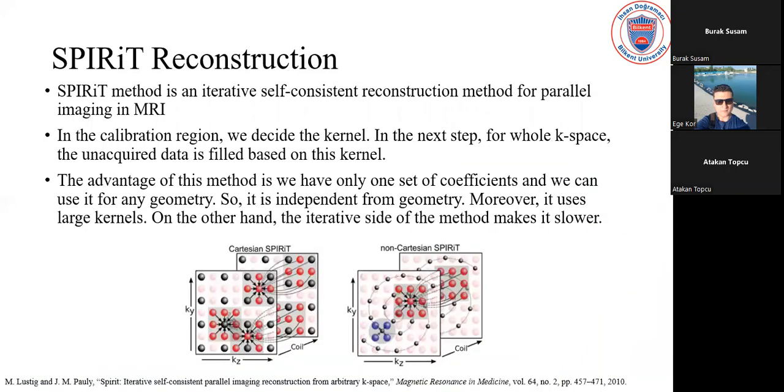And lastly, we have utilized SPIRiT reconstruction. This method is an iterative self-consistent reconstruction method for parallel imaging in MRI. In the calibration region, we decide the kernel, and as for the next step, for the whole k-space, the unacquired data is filled based on this kernel. The advantage of this method is that we have only one set of coefficients, and we can use it for any geometry. So we can say that it is independent from the geometry. Furthermore, it uses large kernels, which increases the reconstruction accuracy. However, on the other hand, the iterative side of this method makes it much slower than SENSE or GRAPPA methods.